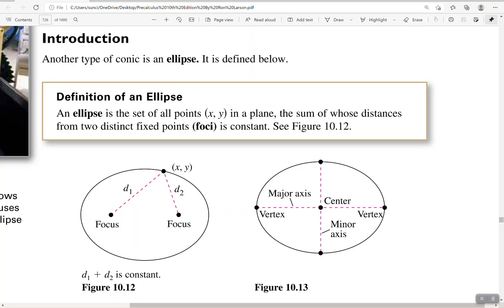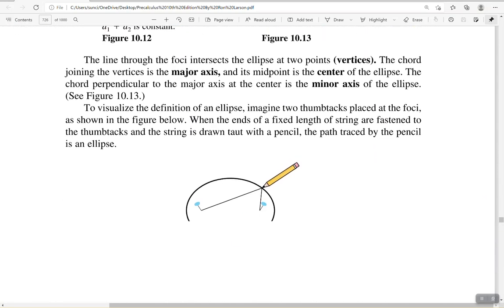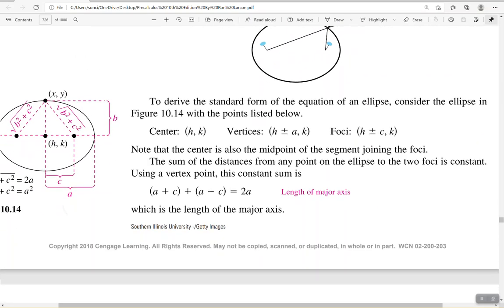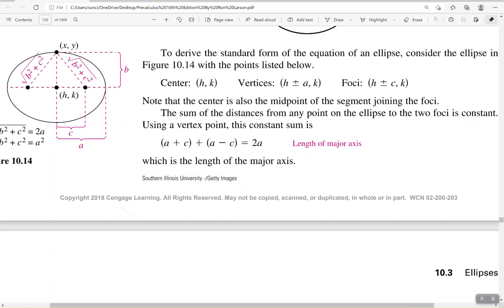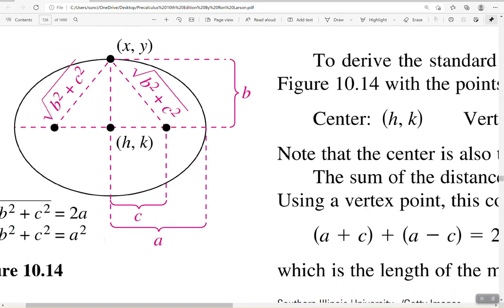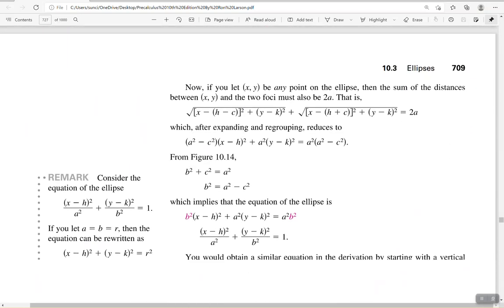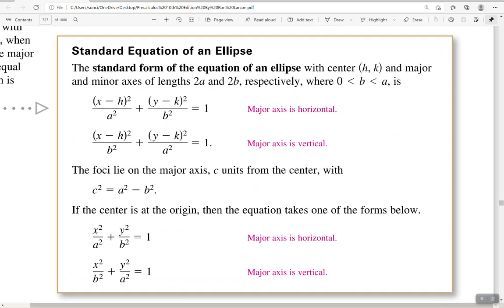And it depends which way your ellipse is elongated. It can be long horizontally or it can be long vertically. So keep that in mind. Your major axis is the longer side, longer length. There you see the picture of the pencil. And this talks about how they derive the equation for an ellipse. So you can see they're using triangles and distances, Pythagorean theorem, etc., to come up with these standard models.